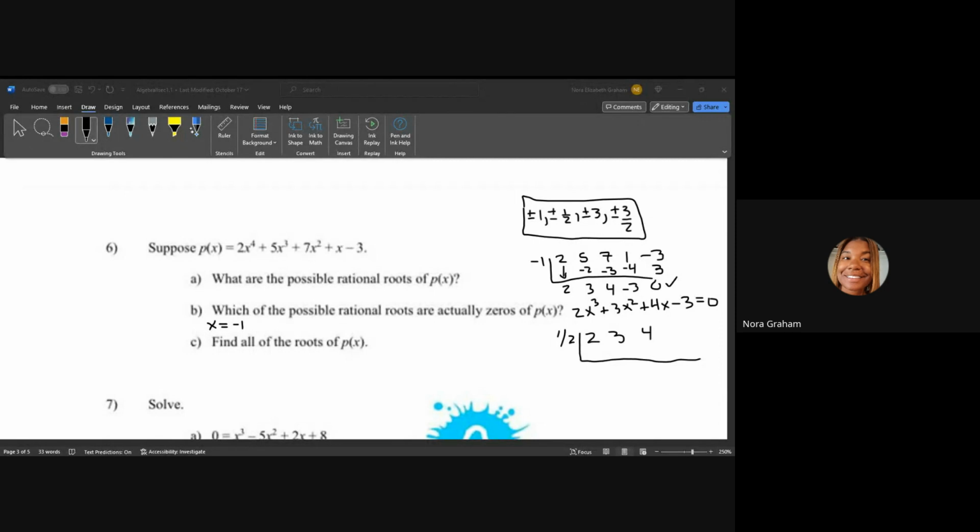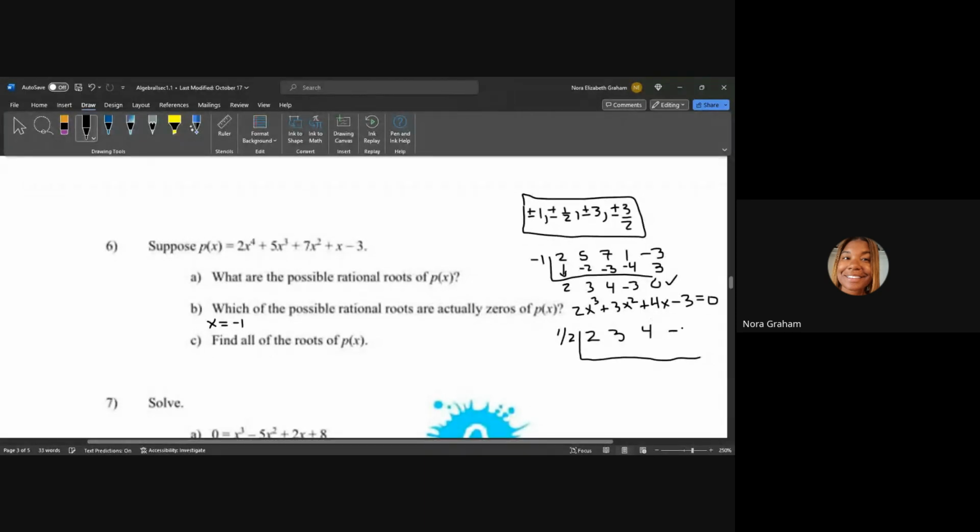Then 4, then -3. So I drop this down. This becomes 2. 2 times 1/2, that just gets me 2/2, which is 1. 3 plus 1 is 4. 4 times 1/2 gives me 4/2. 4/2 is just 2. 4 plus 2, that's just going to give me 6. 6/2, that's going to give me 3. -3 plus 3 is going to give me 0, so that works.